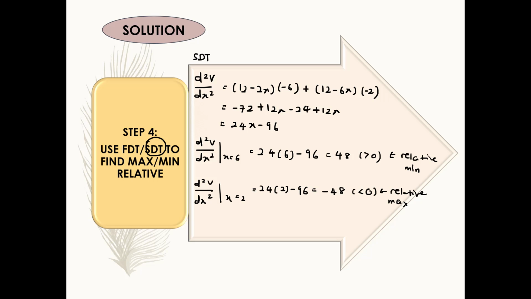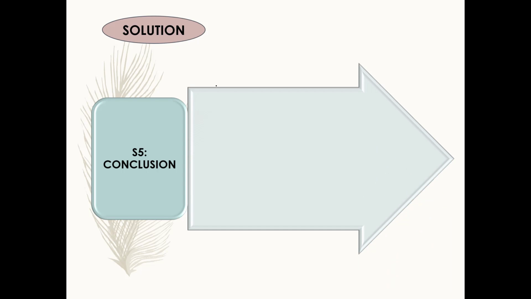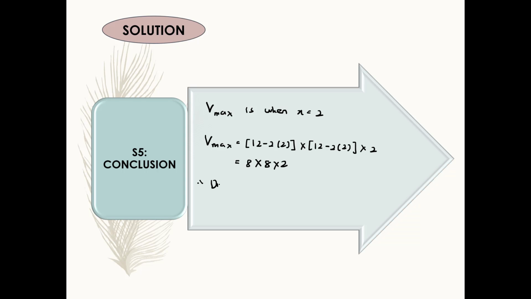So from here we can conclude that the maximum volume is when x equals 2. You substitute x equals 2 into the volume function, so you will get 8 times 8 times 2, which is the maximum volume. So the dimensions that yield the maximum volume are 8 by 8 by 2.